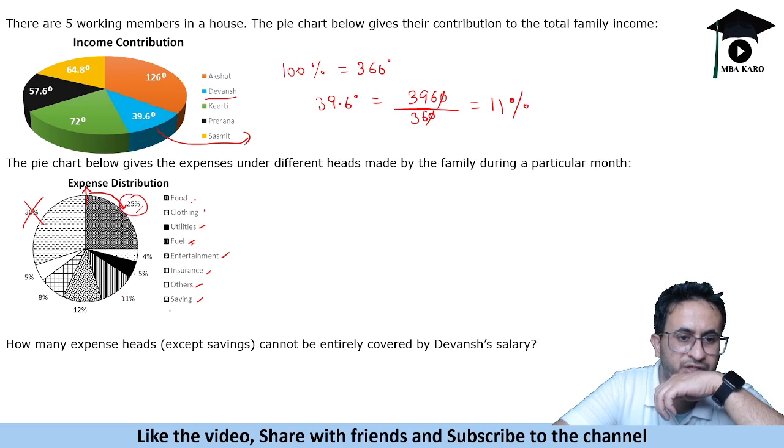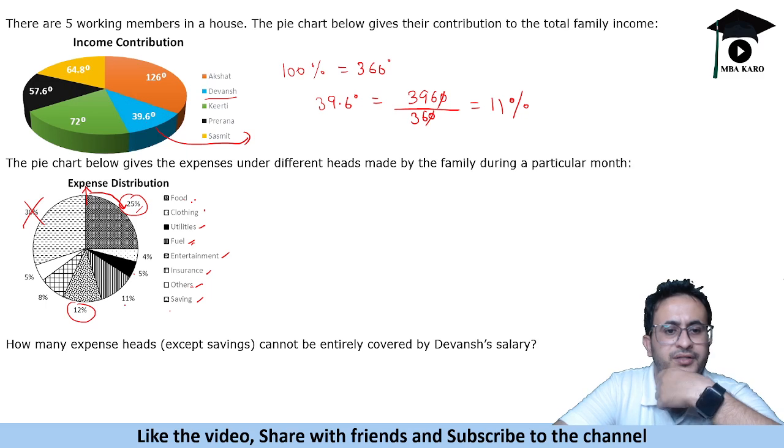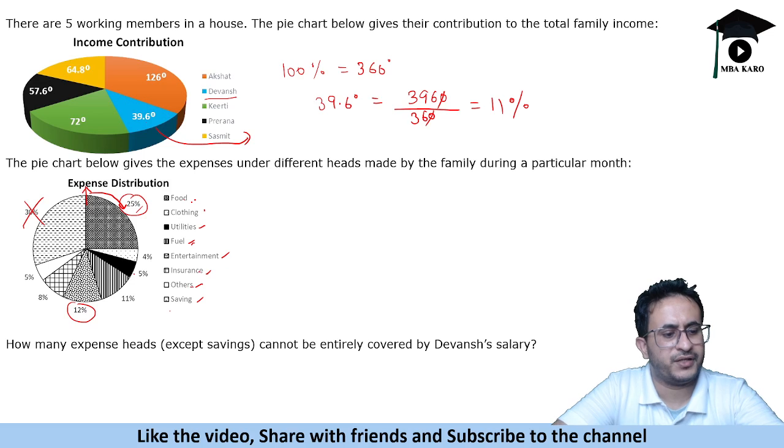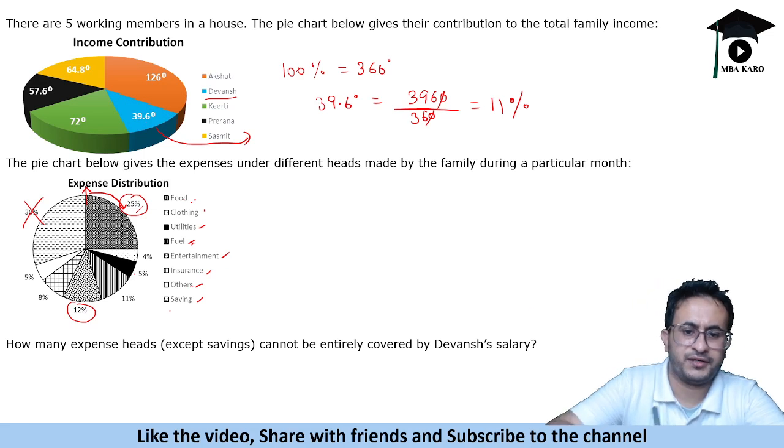Okay, then we cannot cover that's the fourth one, which is entertainment. So food and entertainment cannot be covered. Okay, so these two values cannot be covered, others can be covered. So we have 2 such categories.